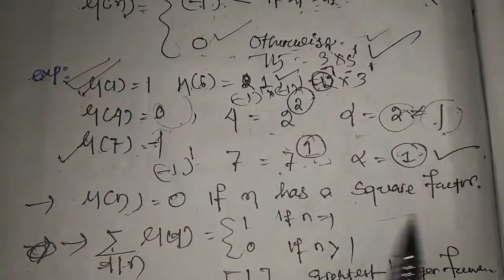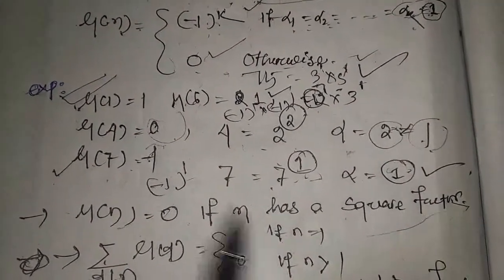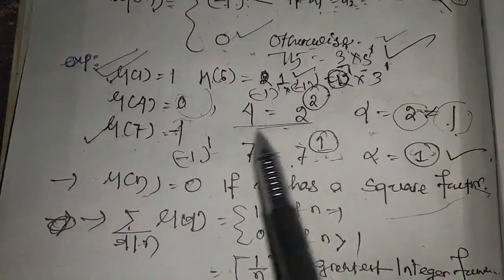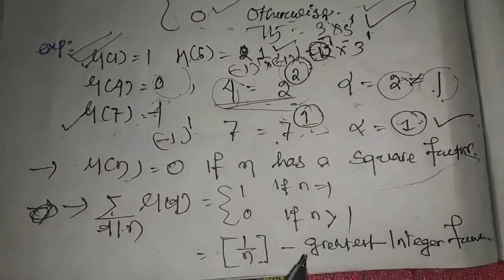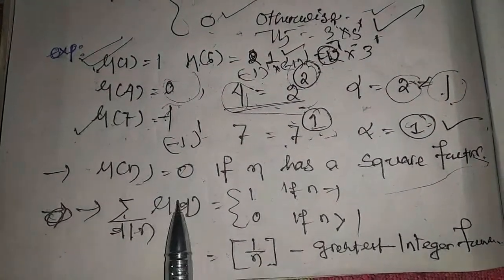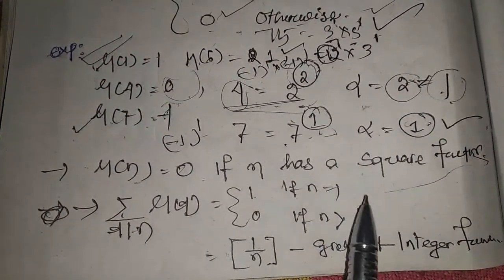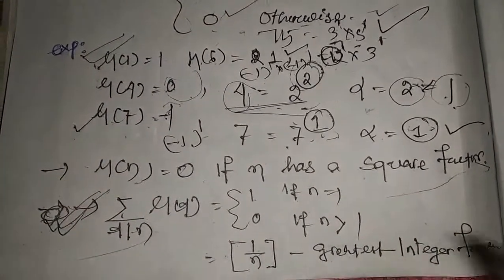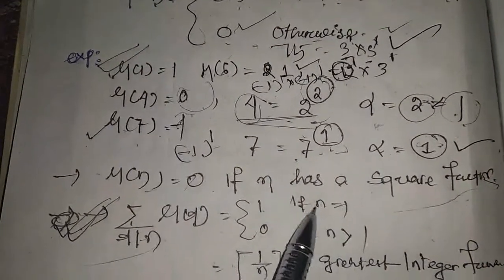Mu n is equal to 0 if n has a square factor. If n has a square factor, then mu n is equal to 0. Again, the summation of mu d over all d dividing n is equal to 1 if n is equal to 1, and 0 if n is greater than 1. This is one of the formulas on the Mobius function, because it only gives 1 for n equal to 1.